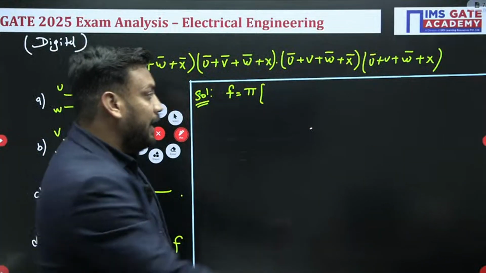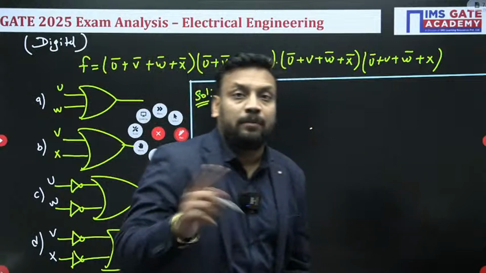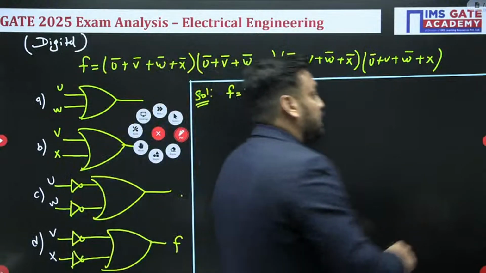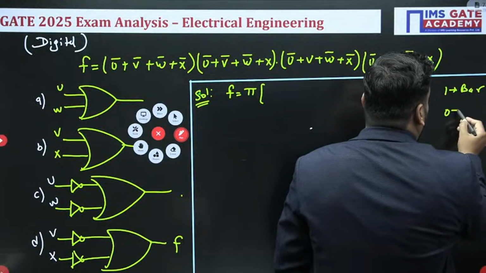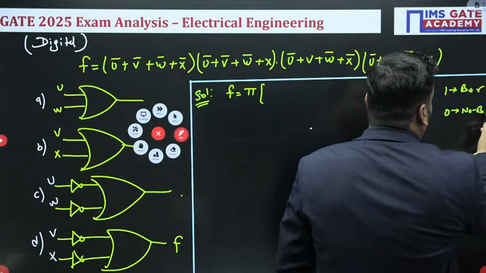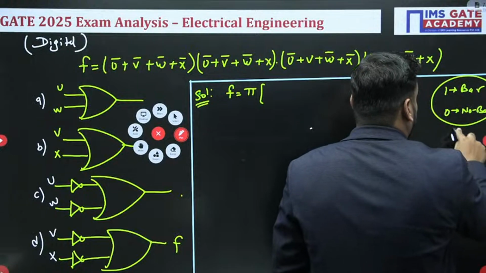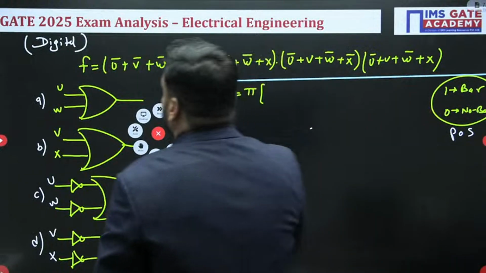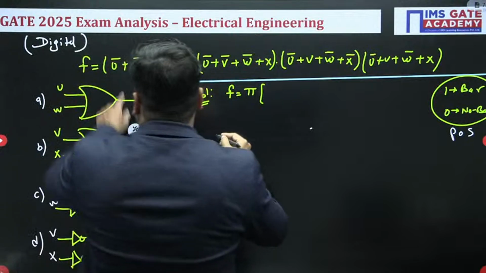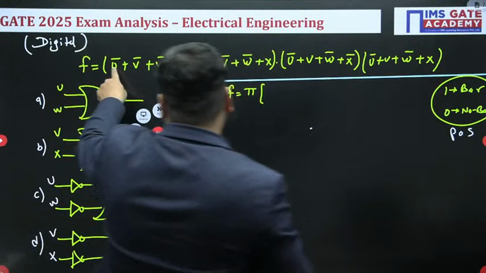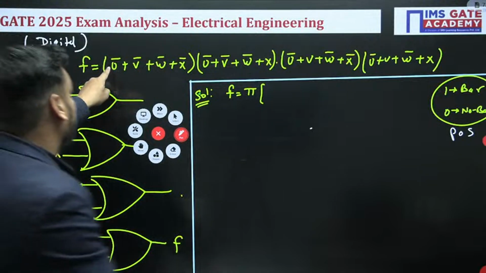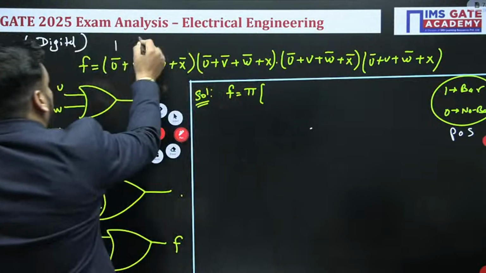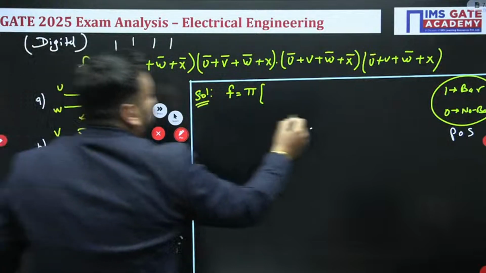Do you know, in SOP we have 0 as bar and 1 as no bar, but in POS we have 1 as bar and 0 as no bar, guys. This is the beauty of a POS expression. So what should I write? Here is a 1 as bar and 0 as no bar. 1 bar means I should write 1, 1, 1, 1, and 1, 1, 1, 1 is nothing but 15.